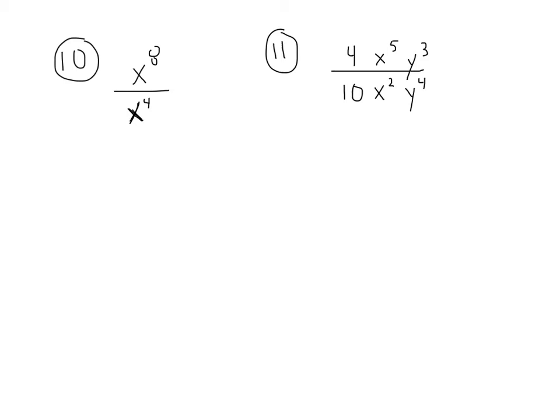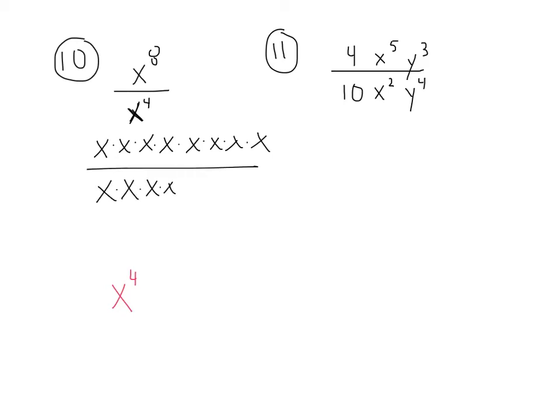For number 10, you should have an answer of x to the 4th. Right? Let's show that. This is x times x times x times x times x times x times x on top. Right? Did I miss one? I missed one. Over x times x times x times x. Right? And these will divide out. This will be all 1 over 1 for all of these. Right? And all we have left are 4 factors of x on top. So that's x to the 4th over 1, which is the same thing as x to the 4th. Okay? So you probably are realizing that the shortcut is that you can subtract. 8 minus 4 is 4.